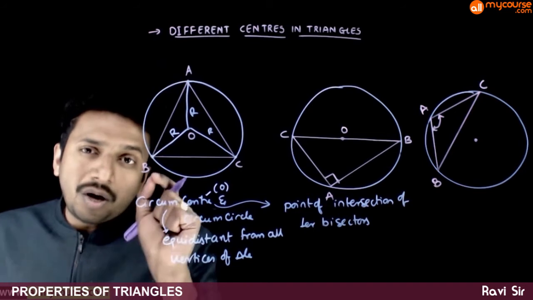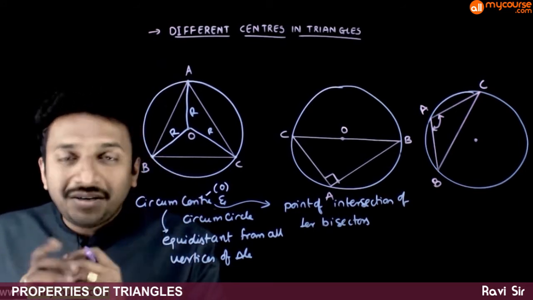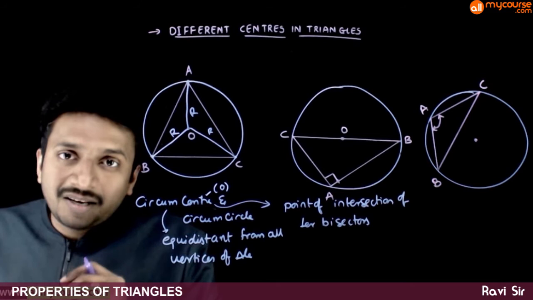Now, what do you need to understand? What are the points that you need to understand about the circumcenter of a triangle?